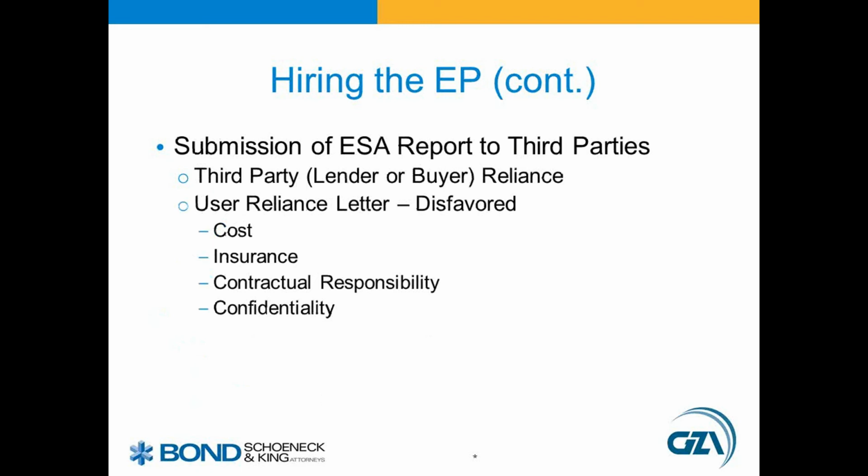Submission of the ESA report to third parties is related to the discussion of relying on information from others. As an EP, if I am granting authority to a third party to rely on my work, I am opening myself and that third party up to liability. The third party, typically another lender or buyer, may request a user reliance letter allowing them to rely on the Phase 1 ESA report. The EP will not typically issue one. Reliance letter is not in the standard. If it is issued, it should include strict restrictions and outline unauthorized uses of the ESA.